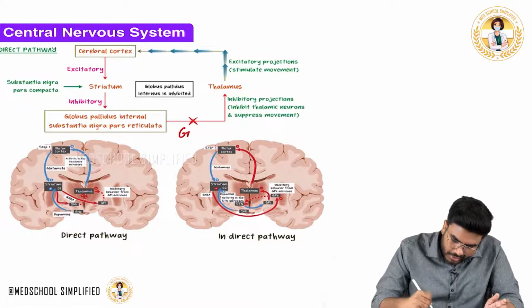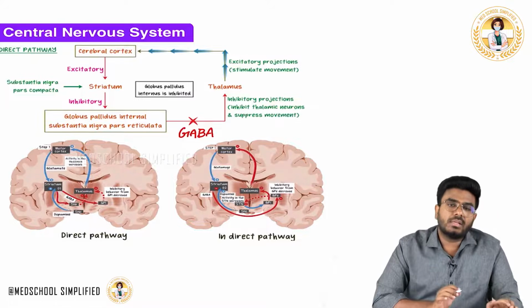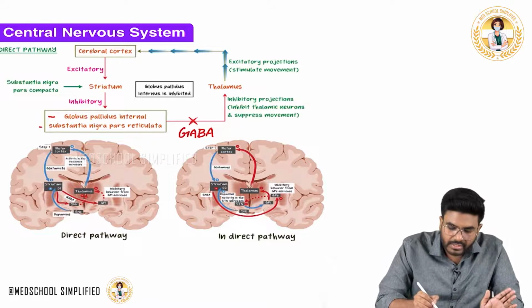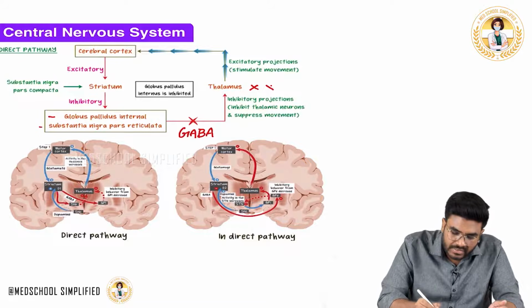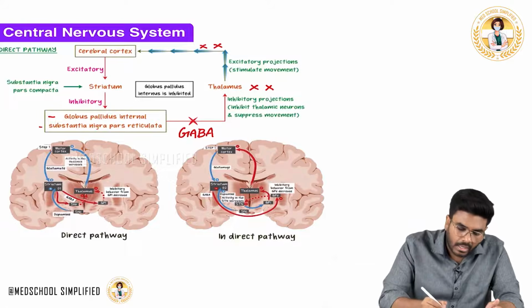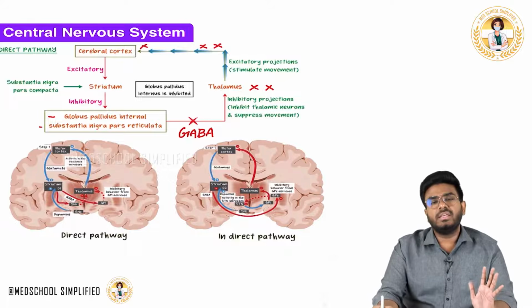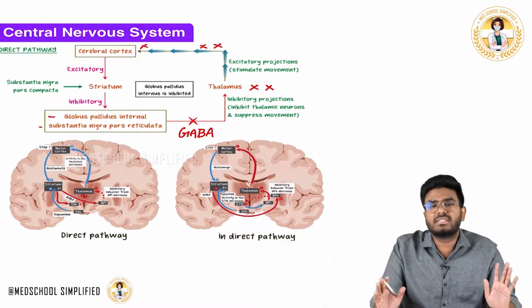Now which neurotransmitter do they produce? They produce a neurotransmitter called GABA. So the globus pallidus internus and substantia nigra are all the time producing GABA, and these GABAergic neurons inhibit the thalamus. When the thalamus is inhibited, there is no excitation to the cortex, so the motor cortex is also inhibited. That's what we are discussing.